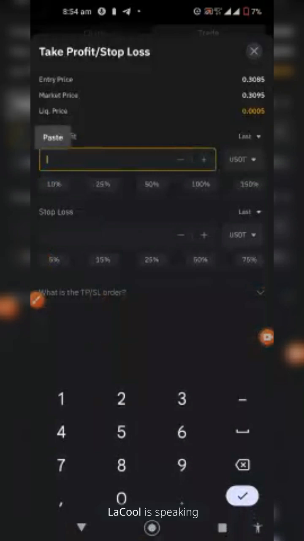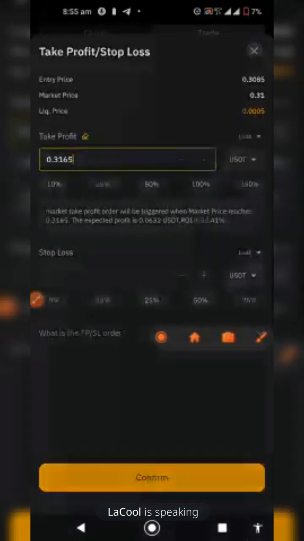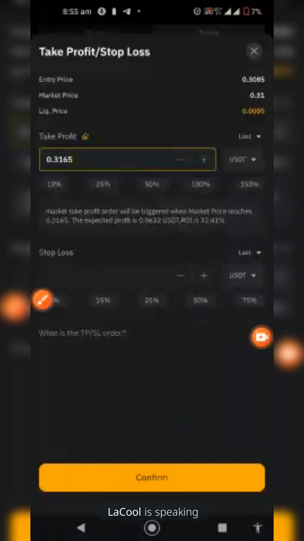So now I put up my take profit. You see, market take profit order will be triggered when market reaches 0.3165. The expected profit is 0.0632 USDT. Return on investment, that's ROI, is 32.41%. That is what you see we post after we hit our TP. Those posts you see with percentage, this is where you see it. And now come down here to confirm, and I click confirm.